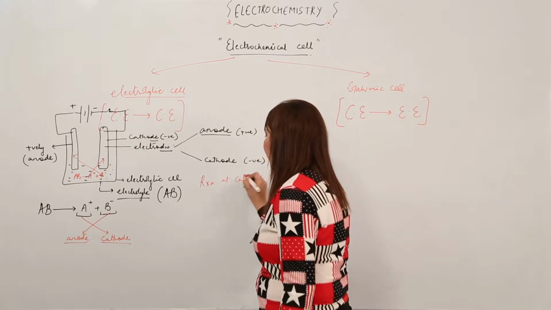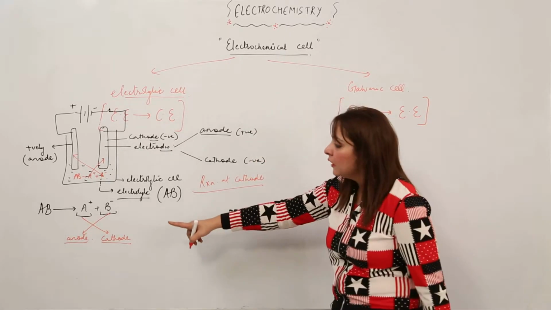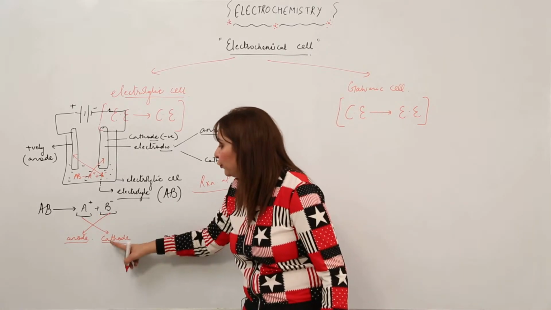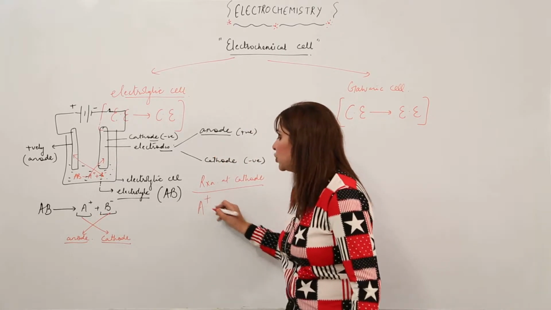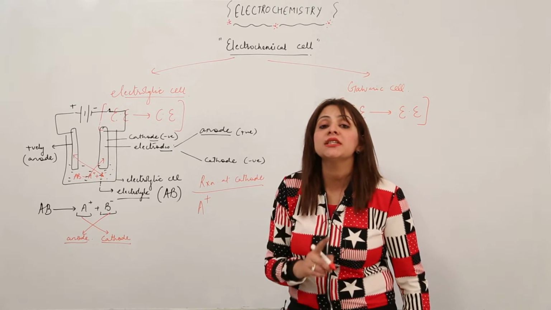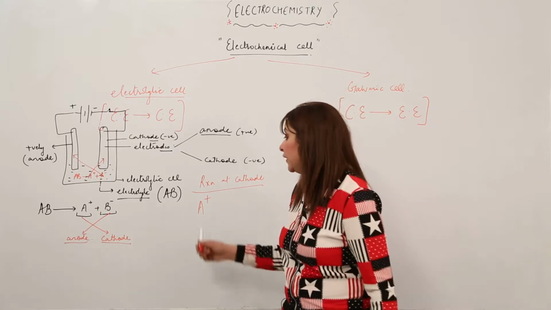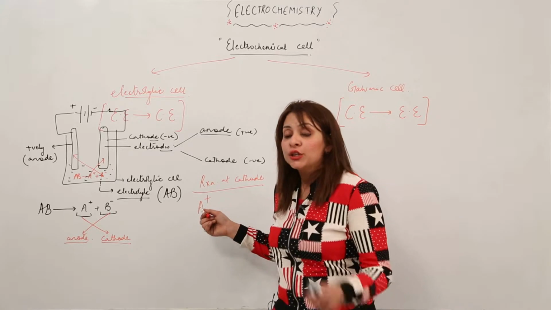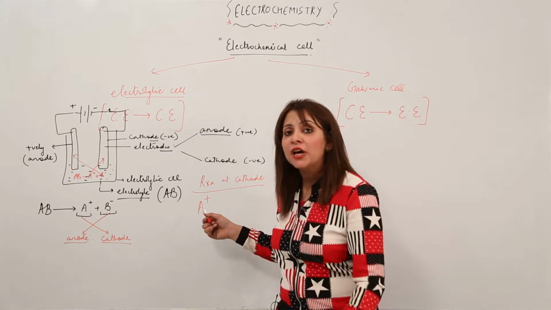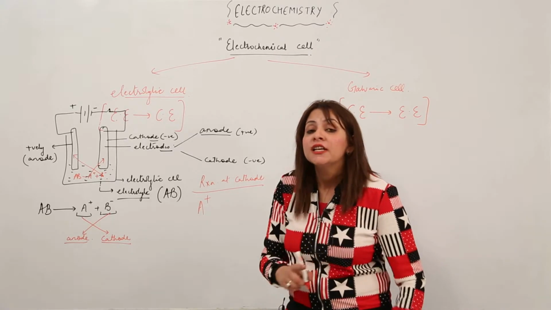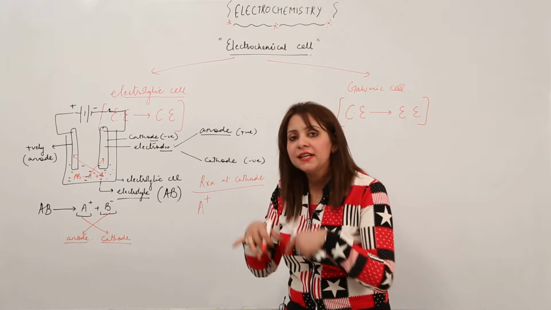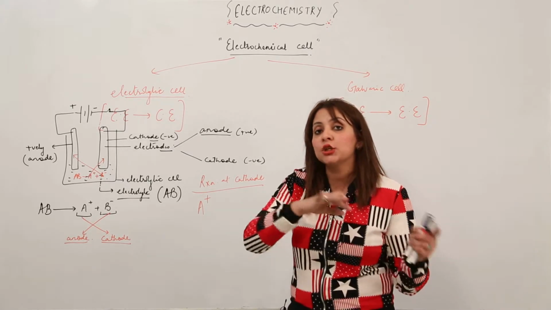So what kind of reaction occurs at the cathode? When this A positive moves to the cathode, that means this is a positively charged ion, which means it has lost its electron. And how many electrons? It is equal to the number of charges it possesses. As you can see, there is only one positive charge, so it has lost one electron. So here it will just gain back the electron which it has lost earlier.